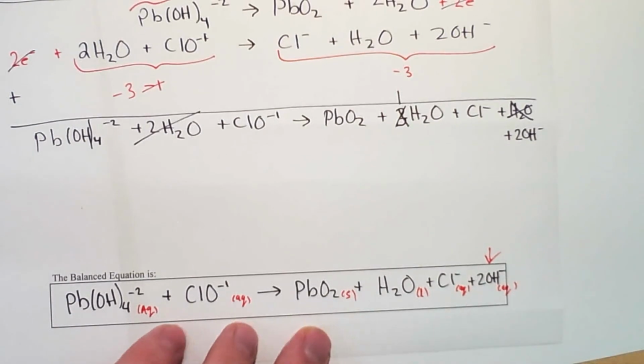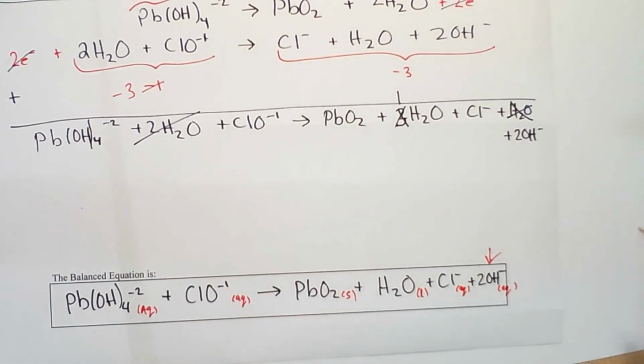And you can see that in a basic balance, we always have a hydroxide that is showing, or usually at least we do. That's how we do basic balance.